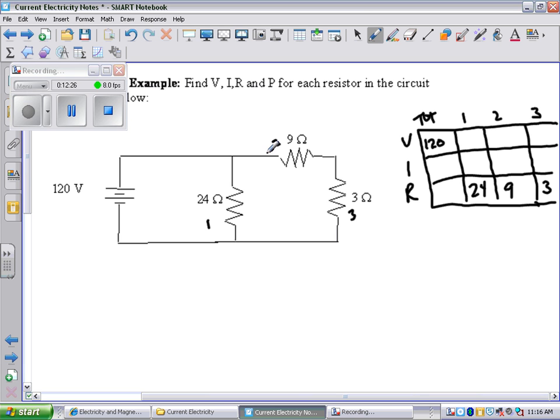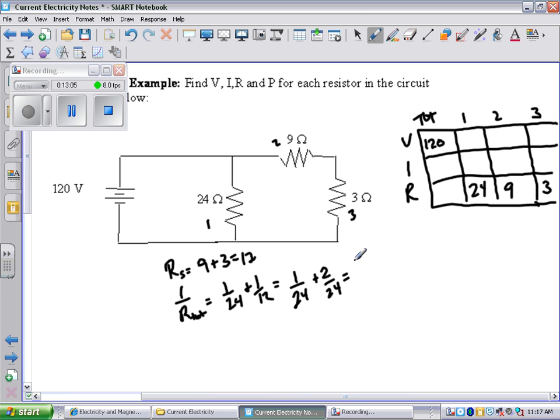This time, I'm going to take care of this series part first. And for series, you just add. So R for the series part is just going to be 9 plus 3 equals 12. So these two together are equivalent to a 12, and then that 12 is in parallel with this 24. So I use my parallel rule, 1 over R total equals 1 over 24 plus 1 over 12. Our common denominator is going to be 24, so it's 1 over 24 plus 2 over 24 is 3 over 24.